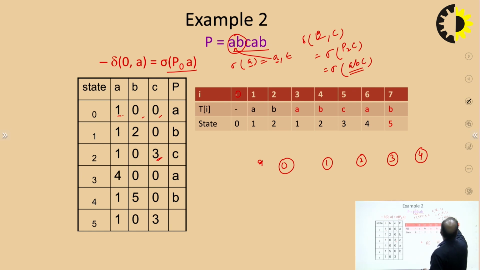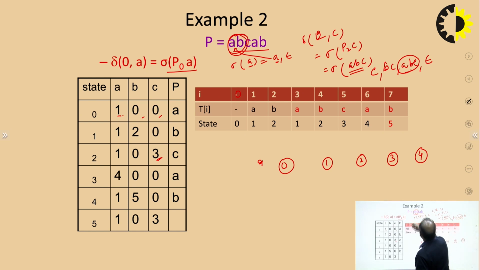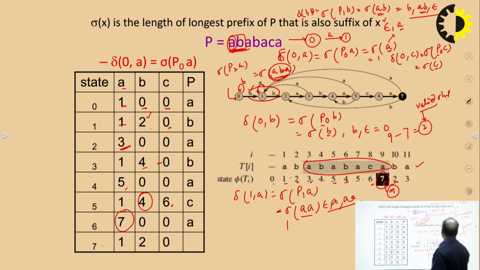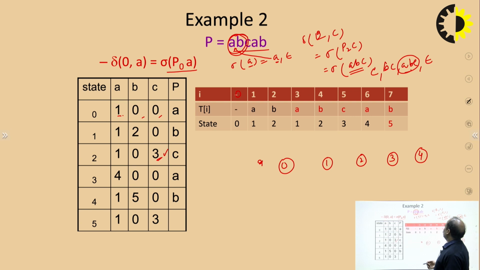So its suffixes are, what are suffixes? C, then BC, then ABC, and epsilon is the trivial suffix. So of course this ABC is part of the prefix. So the complete value is going to be 3. Yes. So in a similar way, you can compute this. Once you have computed, apply this algorithm to get the pattern inside the text. So this is a good algorithm.